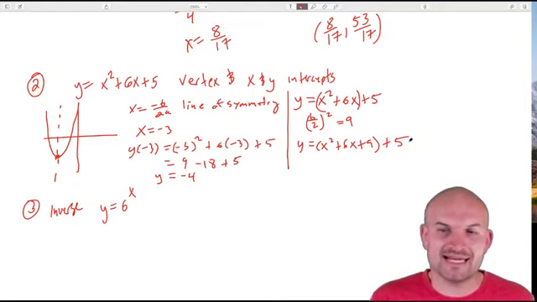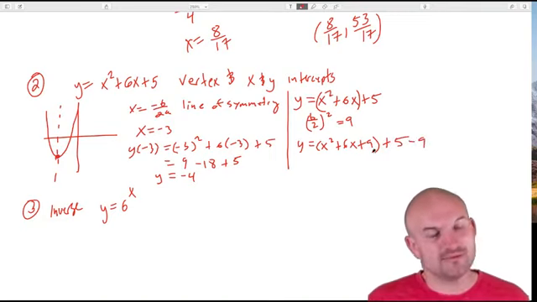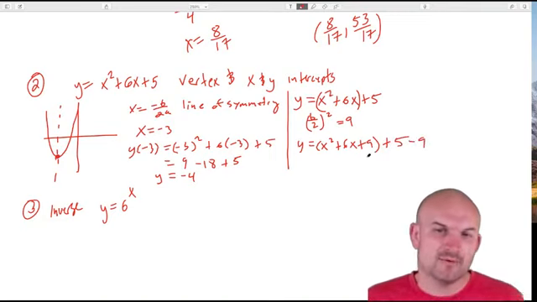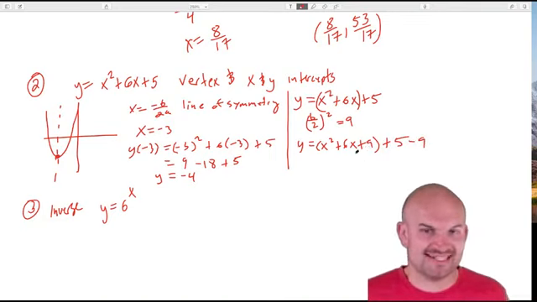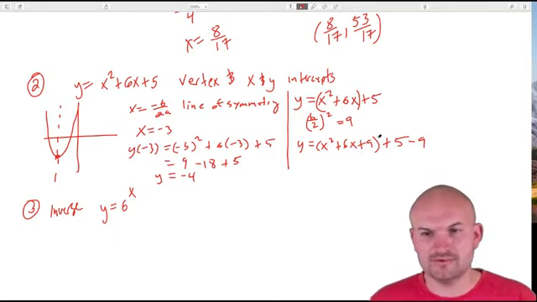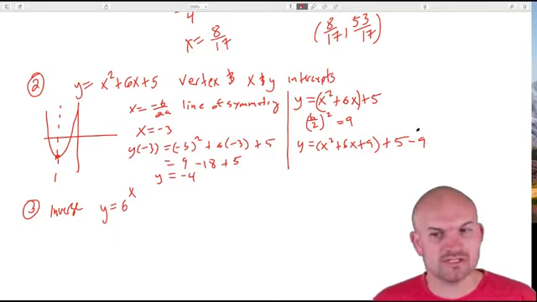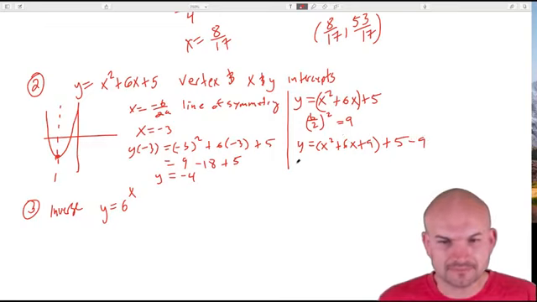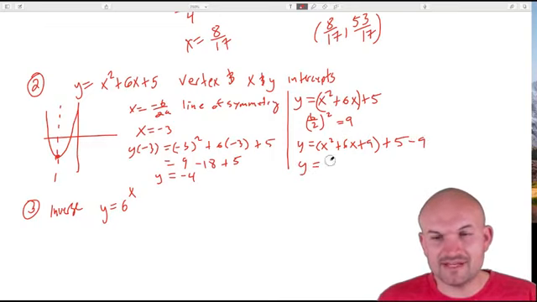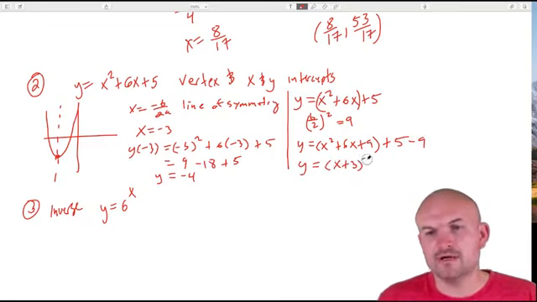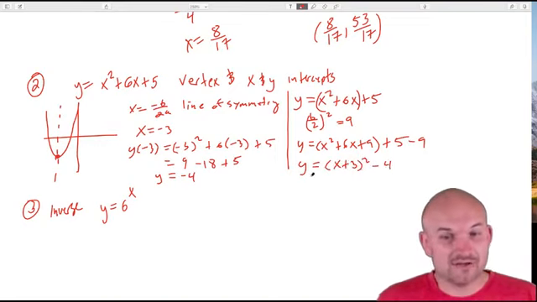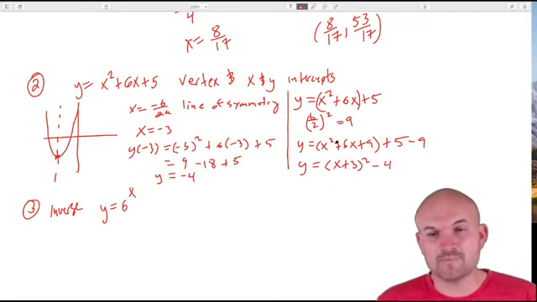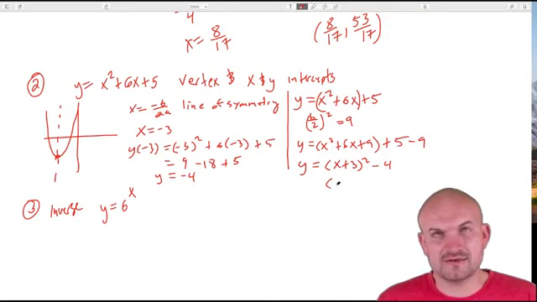If I add 9 and then subtract 9, I should rephrase that. Whenever I add 9, remember this is an equation. You can't randomly add a 9 to an equation without either adding it to the other side or subtracting it on the same side. Now I can simplify this to x plus 3 quantity squared minus 4. Based on the understanding of vertex form, you can see the vertex is going to be -3, -4.